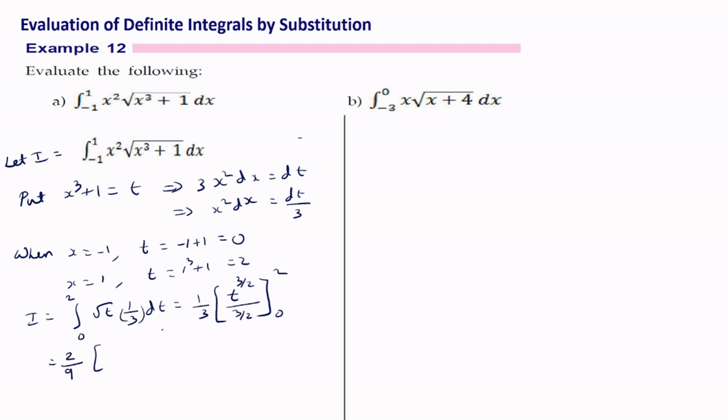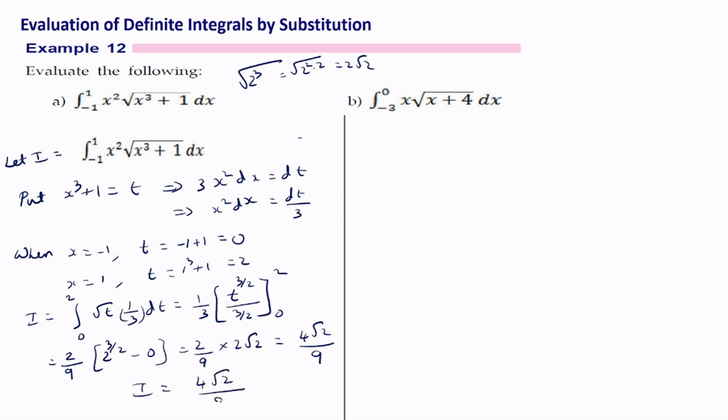When we substitute the upper limit, it is 2 raised to 3 by 2 minus lower limit 0. So this is 2 by 9 into, here it is nothing but root of 2 cube, or root of 2 square into 2, which is 2 root 2. So this is 4 root 2 by 9. So the value of the given definite integral is 4 root 2 by 9.